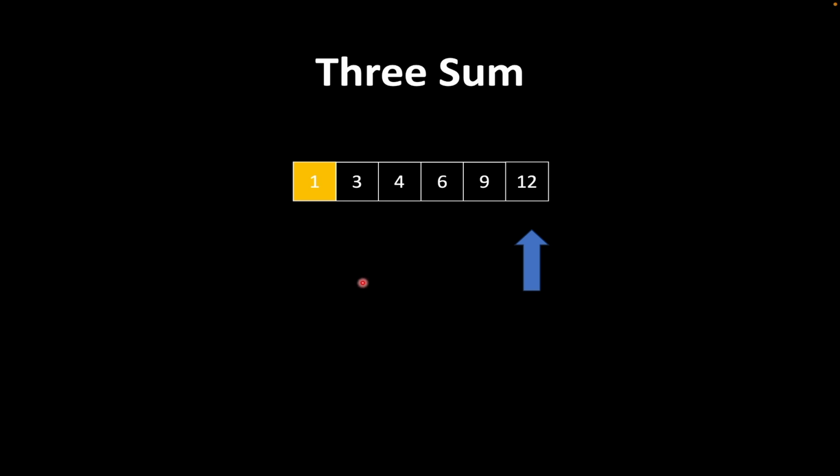So we will try for another element. So we will now fix 3. Now for 3 again we will apply the twosome. We will take two pointers left and right. Right now sum is 19 because 3 plus 4 plus 12 is 19. It's less, so we increment it. 21 is also less, so we again increment it. Now the sum is 24, so we got our sum and we got the triplet 3, 9 and 12.